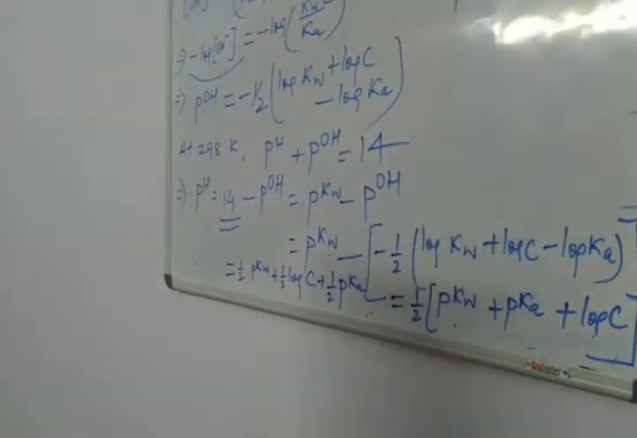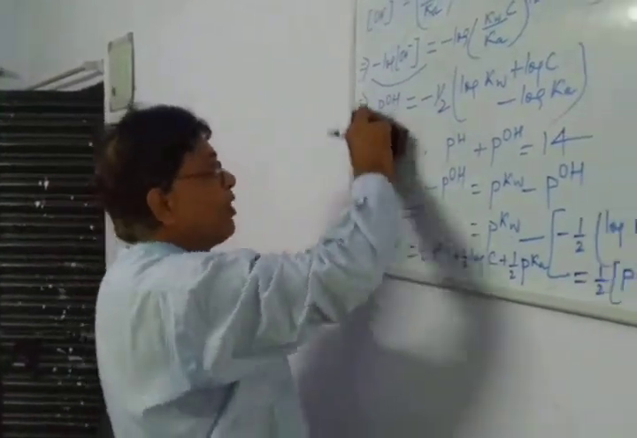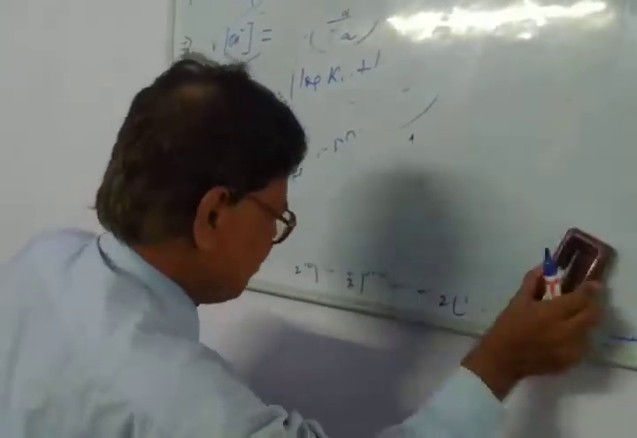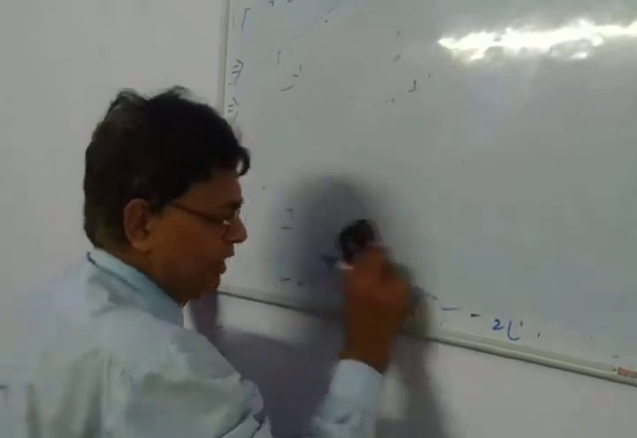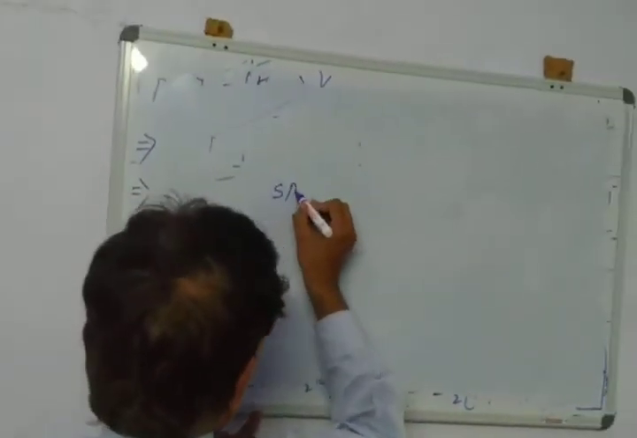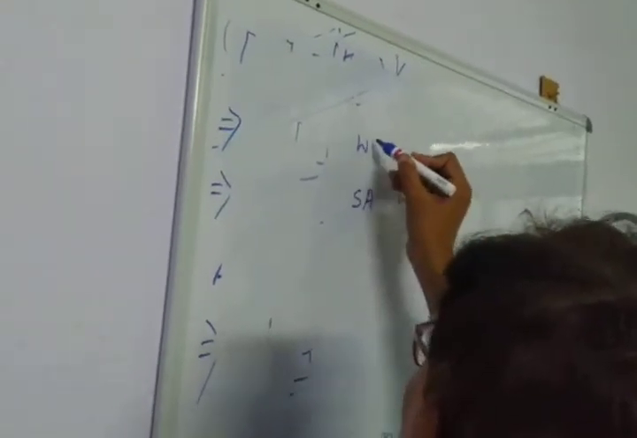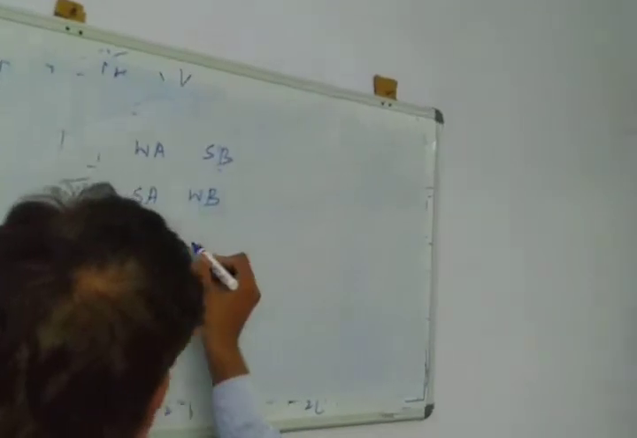Is it clear? In this connection, if you have understood, the very important point I am trying to tell you is that you can remember this expression very easily. What I wish to say, see, there are three cases. Check. This is a strong acid, weak base. This is weak acid, a strong base. This is weak acid, weak base.